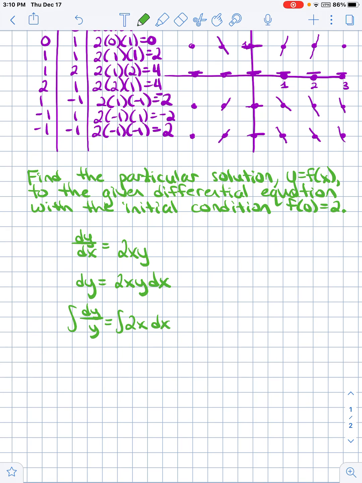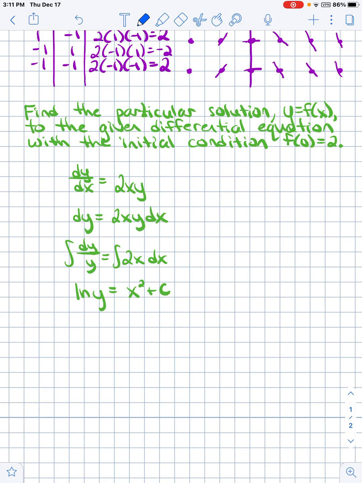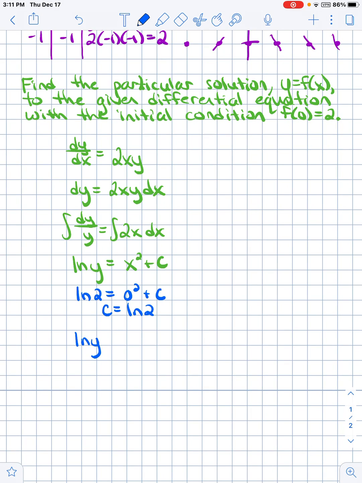Now that we've separated the variables, I know this is the natural log of y. This is x squared plus c. y is equal to e to the x squared plus c. Sorry, I should have done this a little bit earlier. Let's find that c value. I got a little ahead of myself. Let's find that value of c right now at this step before we do anything else, just so you don't make any mistakes. So we know that y is 2 when x is 0. So I know that c is the natural log of 2. So I end up with the natural log of y equals x squared plus the natural log of 2.